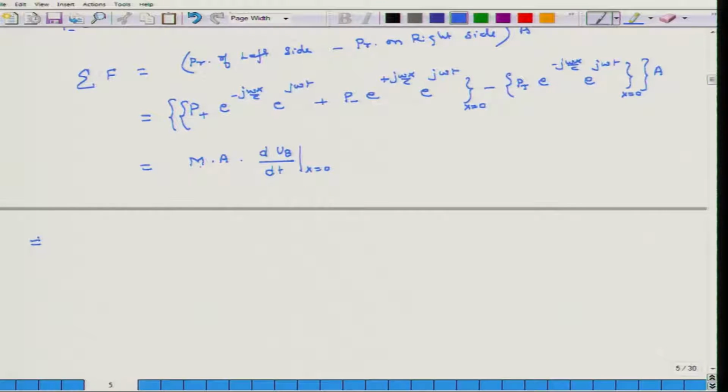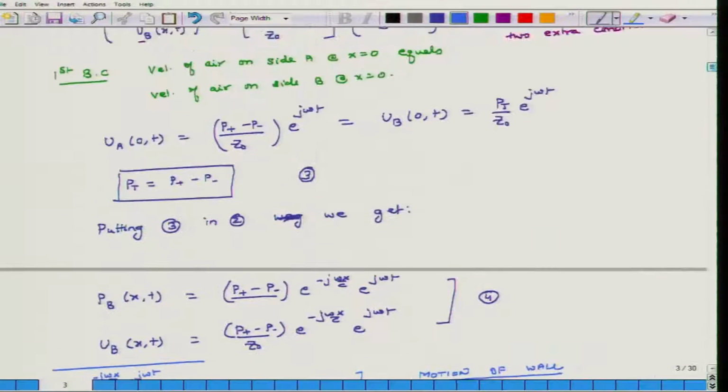So what do I get? When I put x equal to 0 in this entire relation, I get P plus plus P minus minus PT, times e to the power of j omega t, times A, and that equals mass per unit area times area. And what is UB?